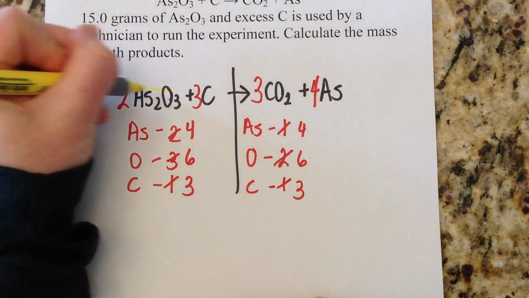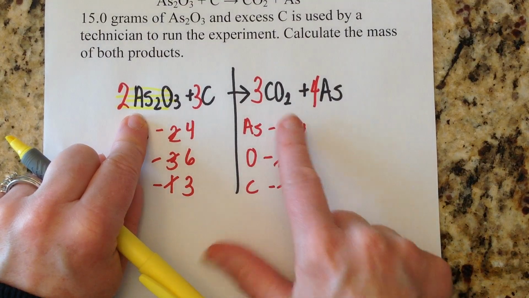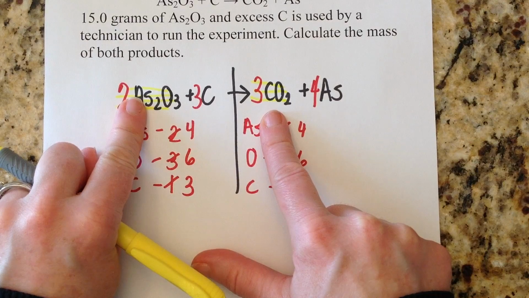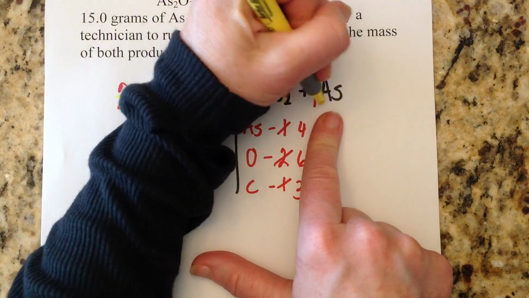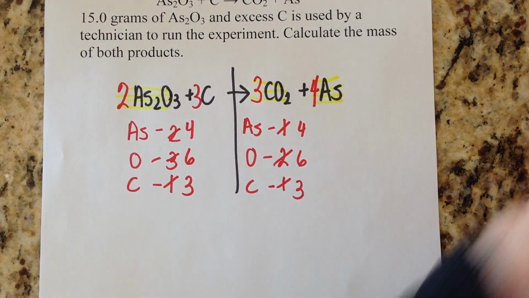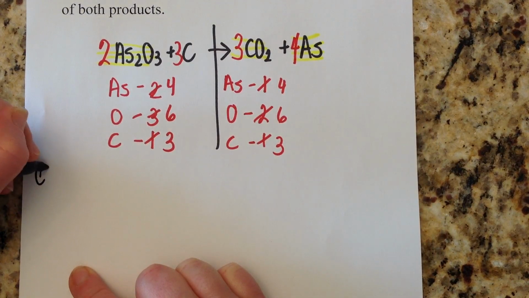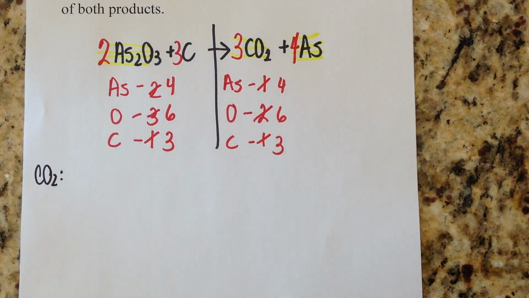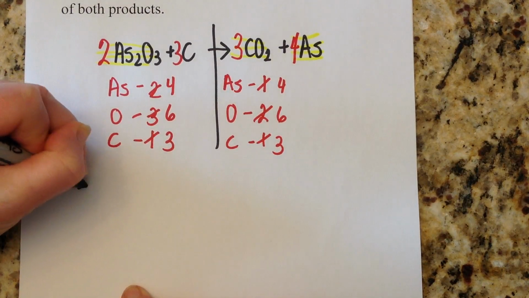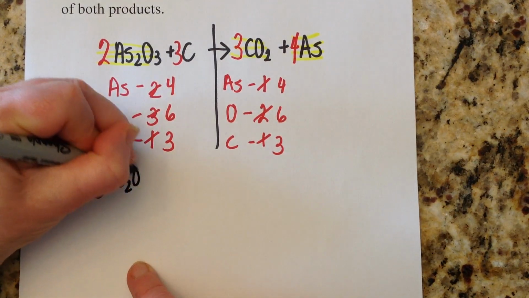So my first ratio will be between As2O3 and CO2. That'll be my first one. And then my second problem, I'm going to solve for arsenic, so it will be between this one, the given, and this. So let's solve for carbon dioxide first. This is not any more difficult. It's just a little more work because they want us to find both products. So the given is 15 grams of As2O3.